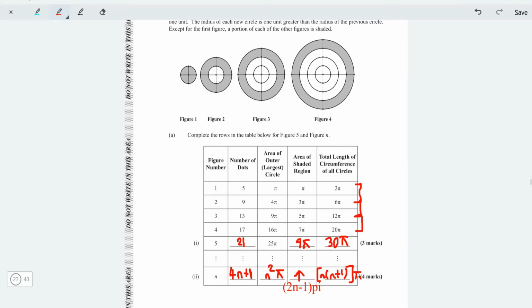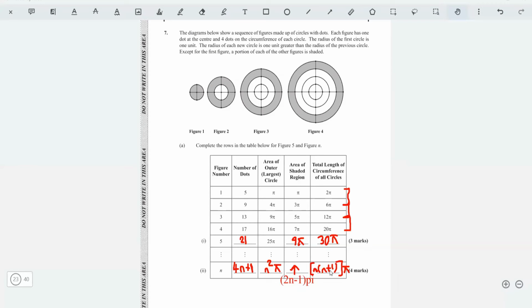So that's easy to observe. That's a pattern. Nice. So that's question 7 right there. This is just n times n plus 1 times pi. Okay, that's 3 and 4, that's 7.